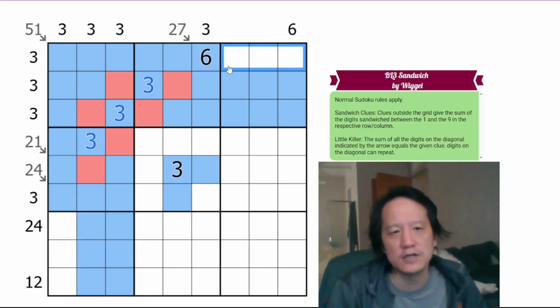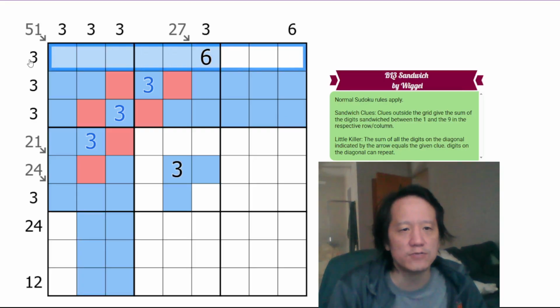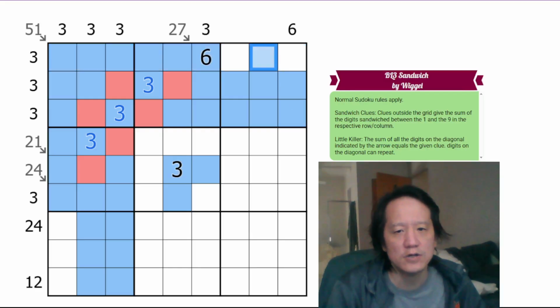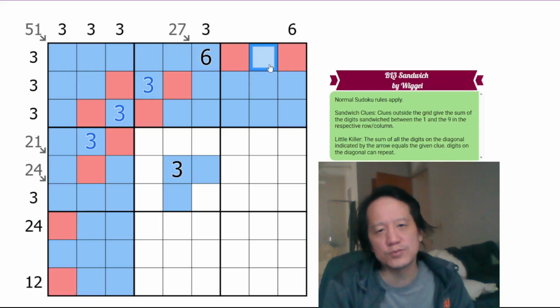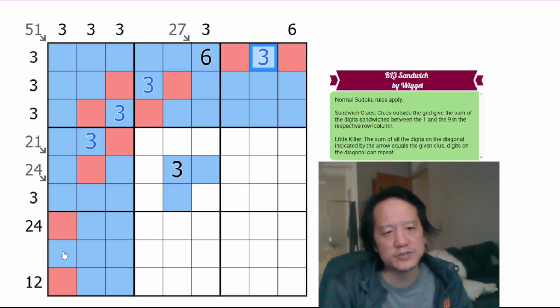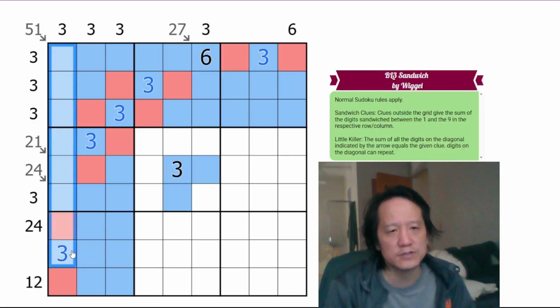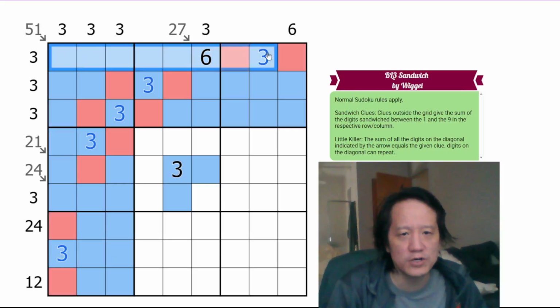Where is the crust surrounding the 3 in row 1 then? It has to be here. So this is not crust, crust, crust. This is not crust. Crust, not crust, and crust. So this is 3 here, and this is 3 here because of the sandwich clue for column 1 and the sandwich clue for row 1.